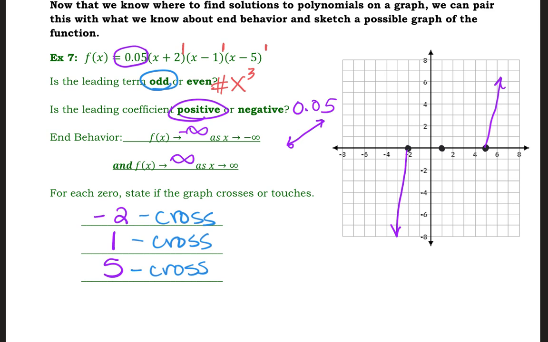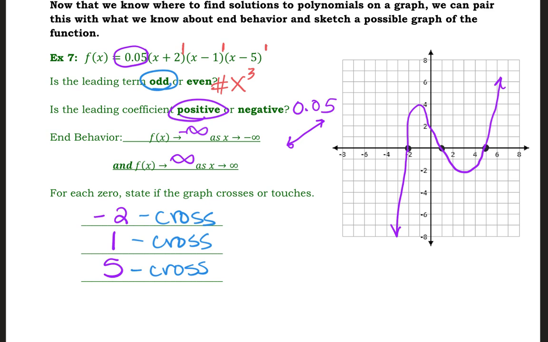All right, and we know that the graph or the line is going to cross at all the zeros. So there's no bumping, there's no bouncing off the x-axis. So all we're going to do is connect them. So we're going to go up, connect down, connect up.